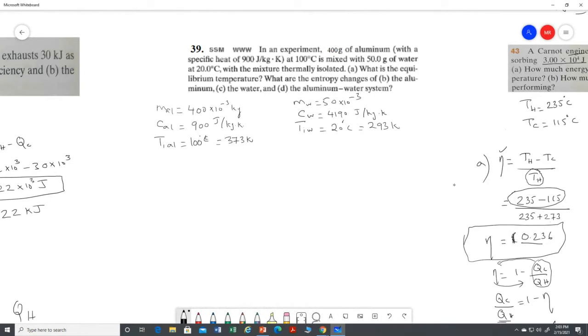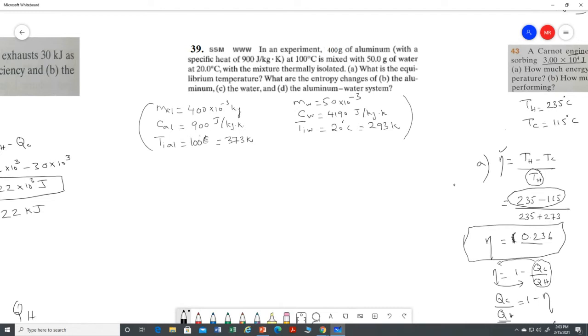Clear? So in this question you are mixing this aluminium with water. When you mix, what will happen? The initial temperature of the aluminium is 100 degrees Celsius, but the initial temperature of the water is 20 degrees Celsius. When you mix these together, an equilibrium temperature will be maintained, and that temperature is common for both.